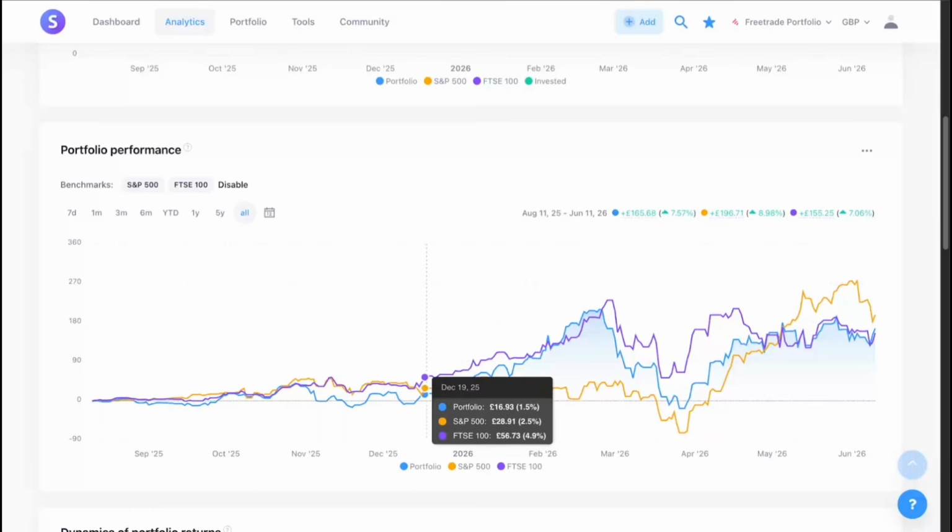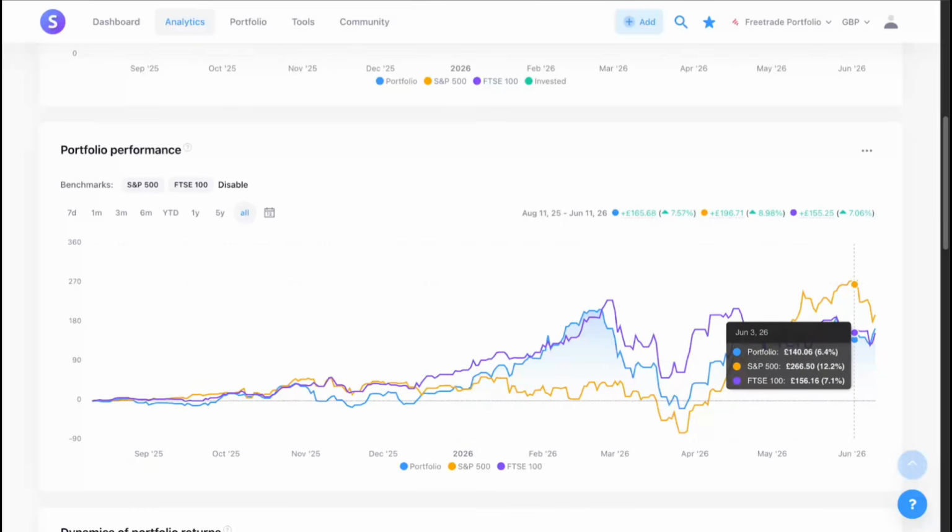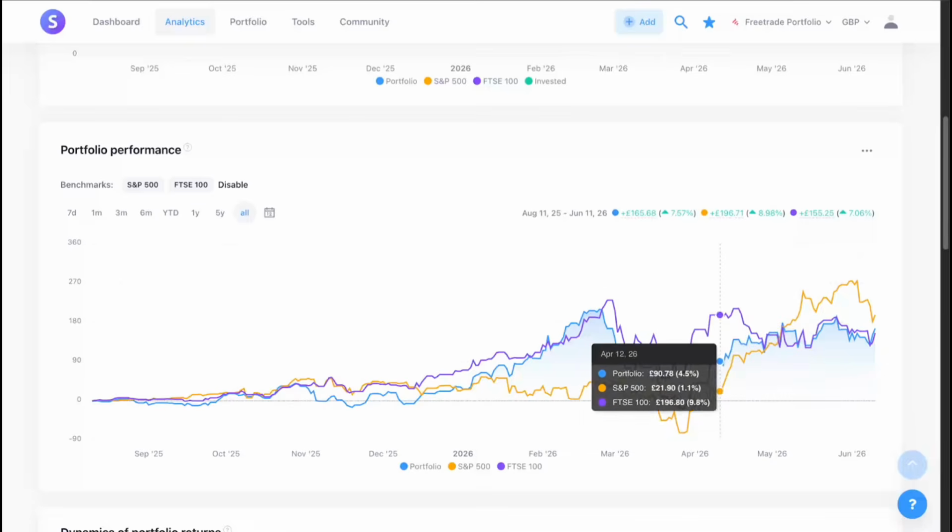If we do zoom out and look at since we first started this portfolio back in August, we can see that I am still ahead of the FTSE 100 by around 0.5% and I'm trailing the S&P 500 by around 1.5%. So the goal is by the end of this year, hopefully I can catch that back up and at least be on similar terms to the S&P 500.